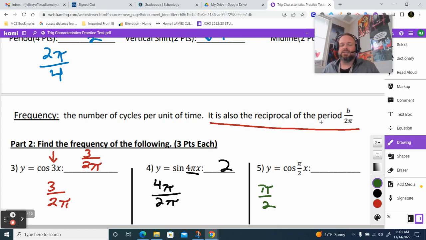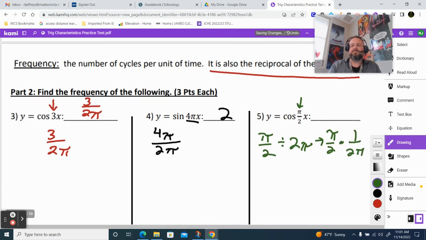All right, so this is our B. If this is being divided by 2 pi, this is the same thing as saying pi over 2 times 1 over 2 pi. All I did was keep, change, flip. When you multiply it, you're actually going to get pi over 4 pi.